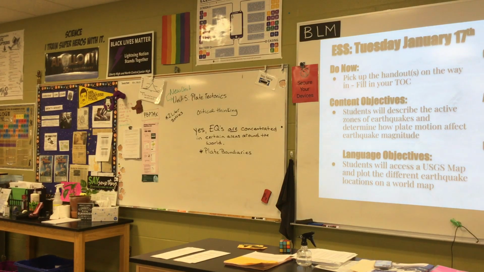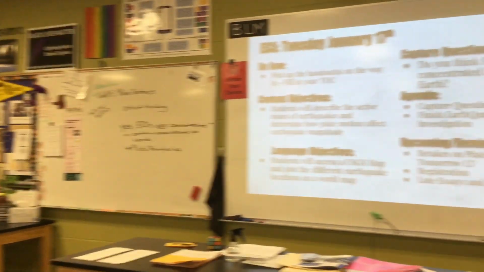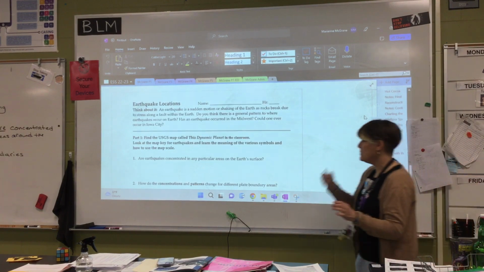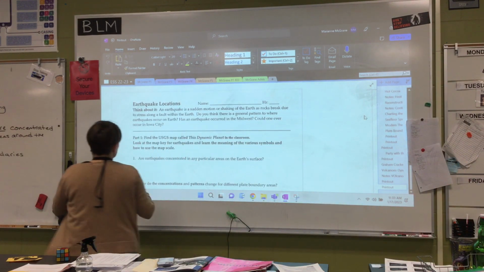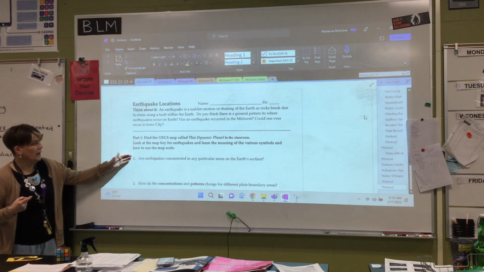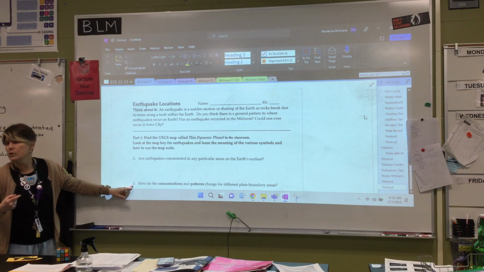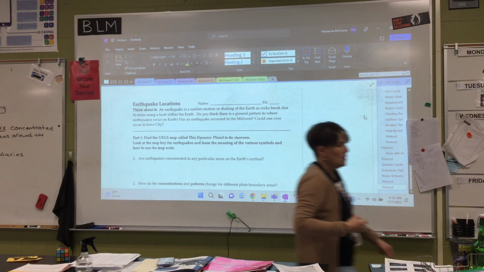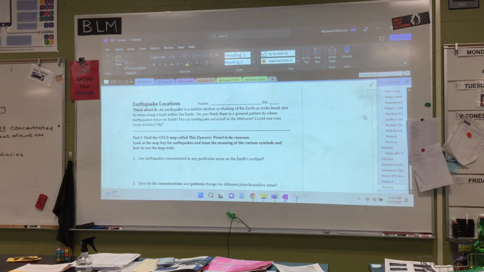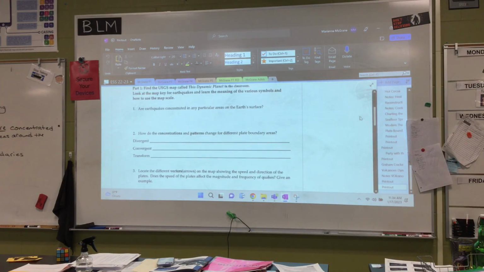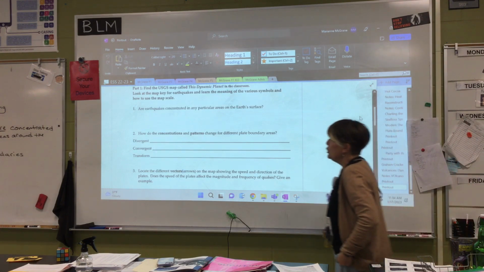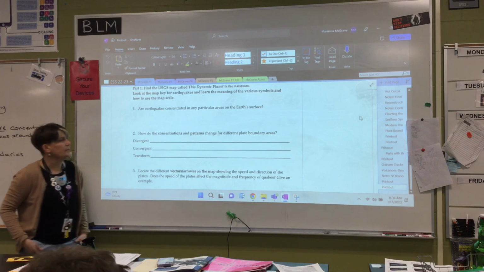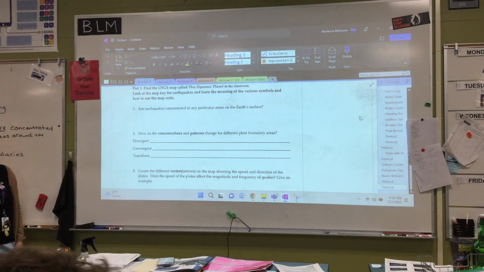Would you mind turning it back to the main screen? I want everybody to please look up here. I think yesterday, or Friday rather, we definitely got through 1, and did you get to number 2, or were you just at number 2? Just did 1, great. So part 1 we just went over with our daily question. Number 2, if you could get out your paper, is asking how do the concentrations and patterns change for different plate boundary areas?